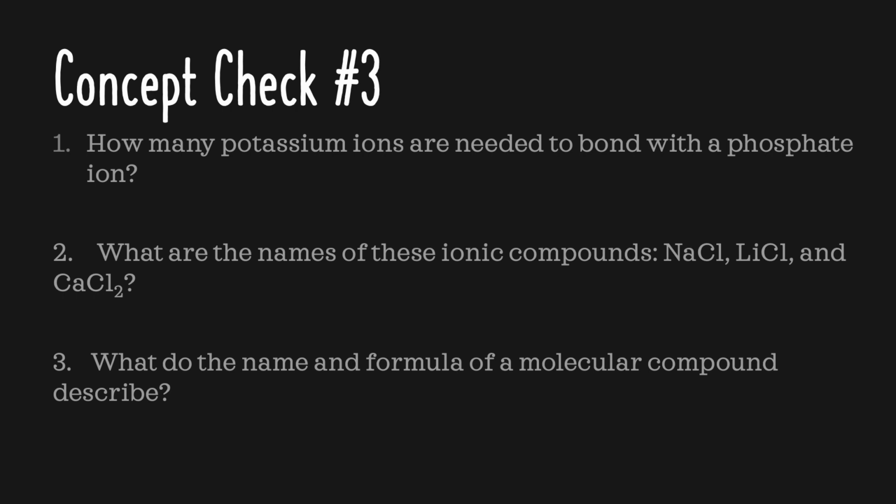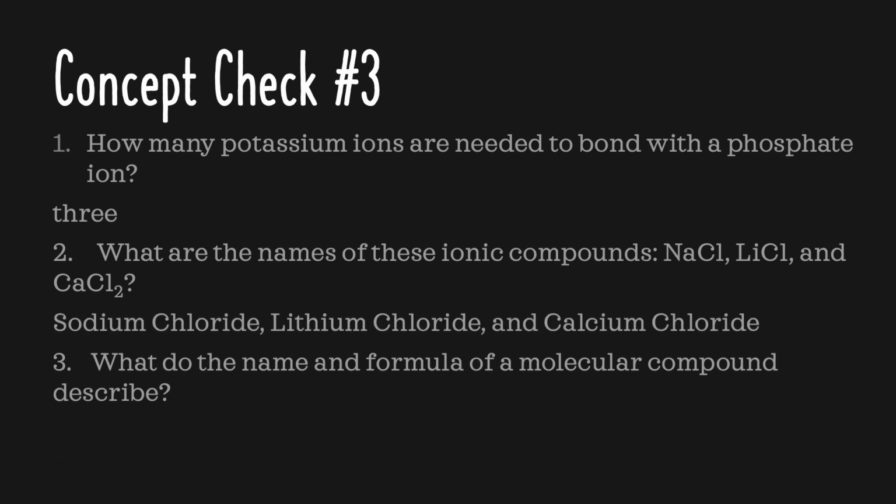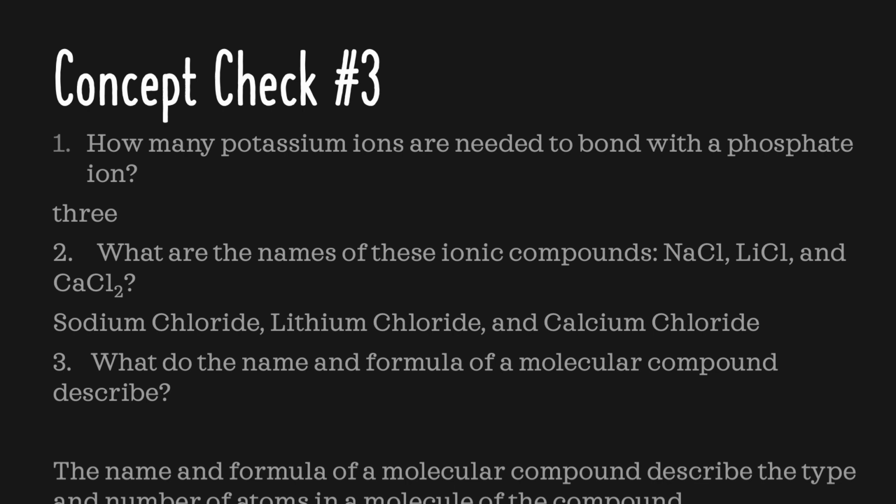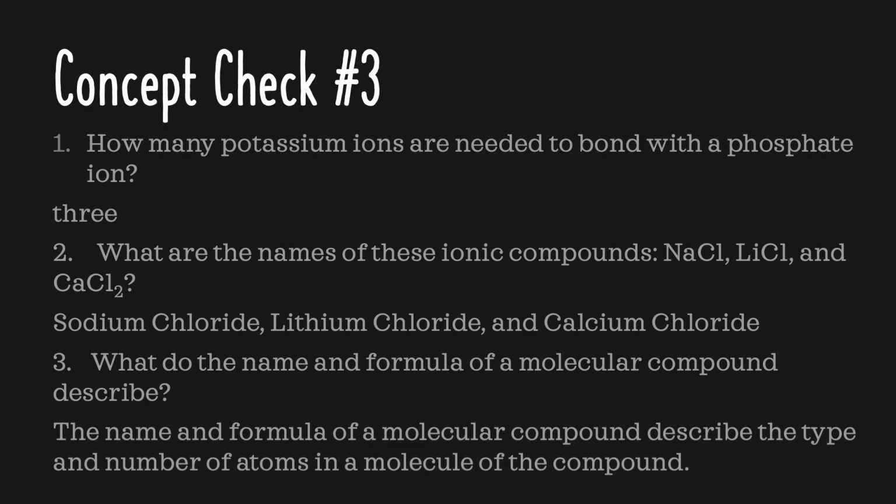Question 1. How many potassium ions are needed to bond with a phosphate ion? 3. Question 2. What are the names of these ionic compounds? NaCl, LiCl, and CaCl2. We have sodium chloride, lithium chloride, and calcium chloride. Question 3. What do the name and formula of a molecular compound describe? The name and formula of a molecular compound describe the type and number of atoms in a molecule of the compound.